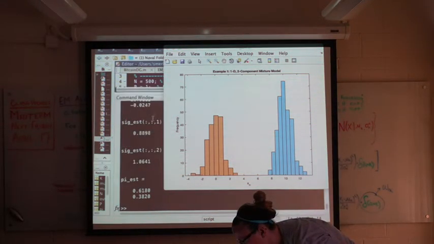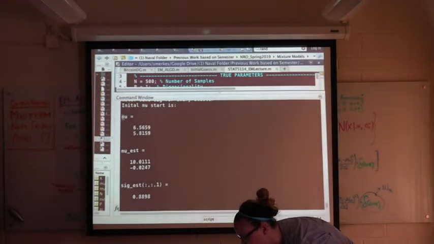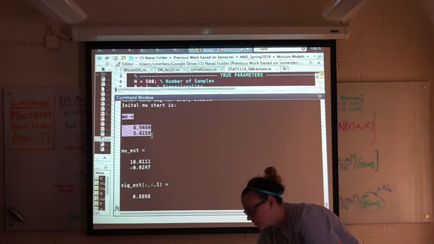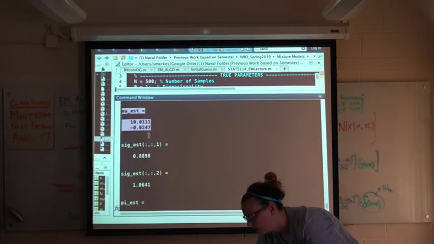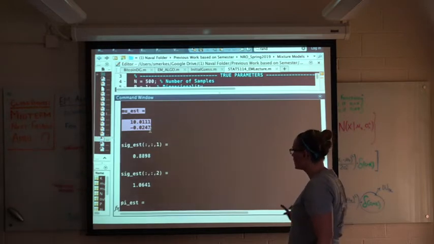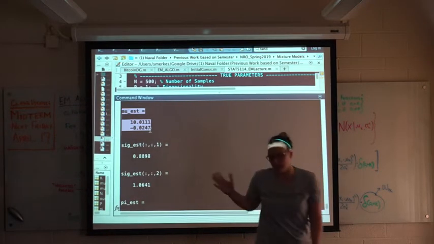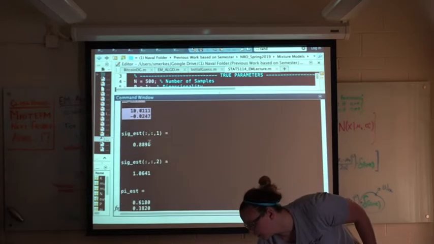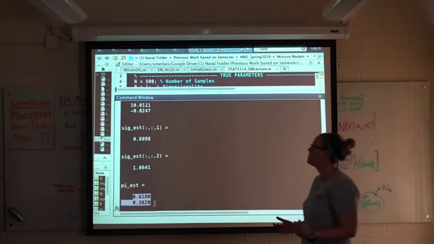And we're going to look at our estimates. This is where we initialized. So 5 and 6 pretty close to each other. And then our estimates are 10 and 0. Awesome. Those are pretty close. Our sigmas are pretty close to 1 in my book. And then our pi's, 6 and 0.4, which match more.